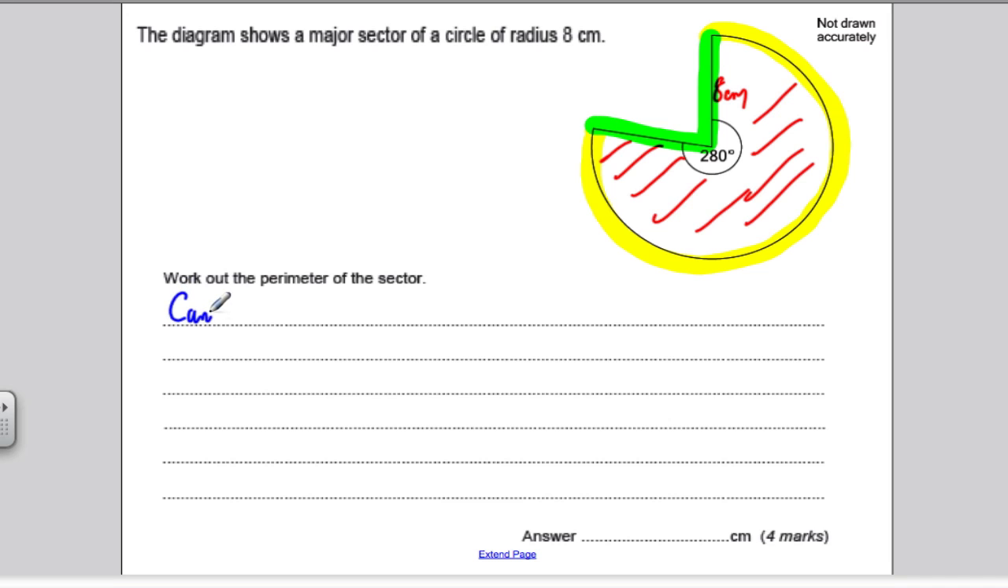Curved. How much of the circle do we have? We have 280 degrees out of 360, and we're going to times that by 2 pi r, so 2 times pi, and the radius is 8. I'm going to tap that all in our calculator, and we're going to get 39.1, and the unit is centimeters.